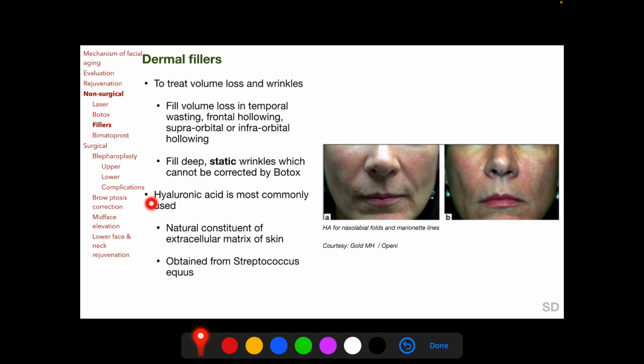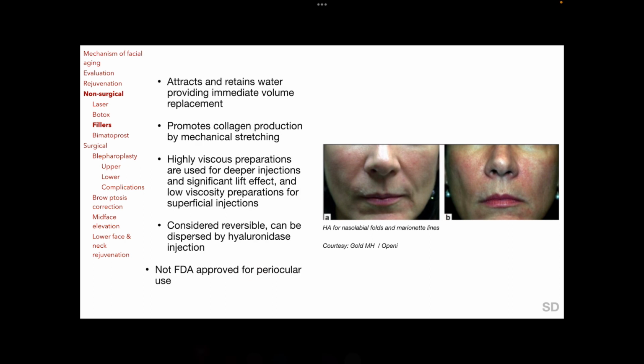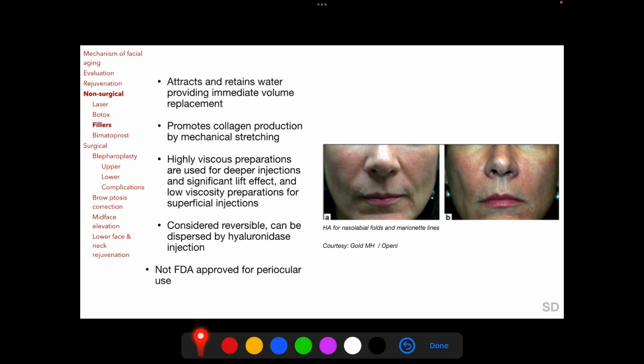Hyaluronic acid is the most common dermal filler used, which is actually a natural constituent of the extracellular matrix of the skin, and it is obtained from Streptococcus equi. Hyaluronic acid attracts and retains water, providing immediate volume replacement, and in the long run, it also promotes collagen production by mechanical stretching of the tissue.